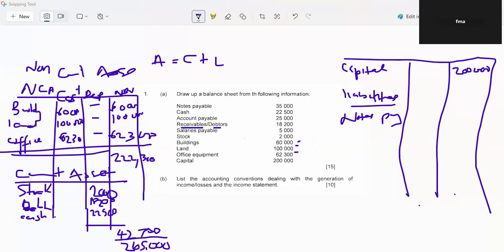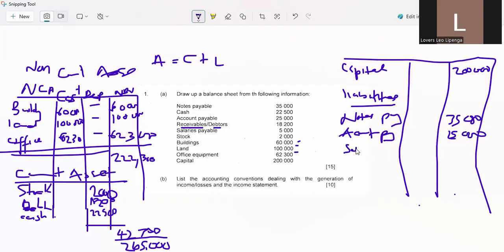Notes payable is 35,000. Accounts payable is 25,000. Then salary payable is 5,000. Oh, it's balancing.